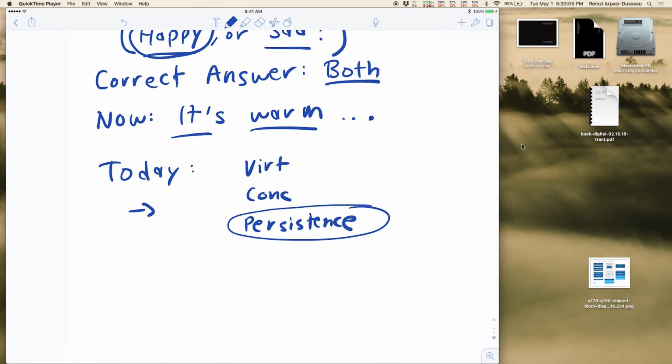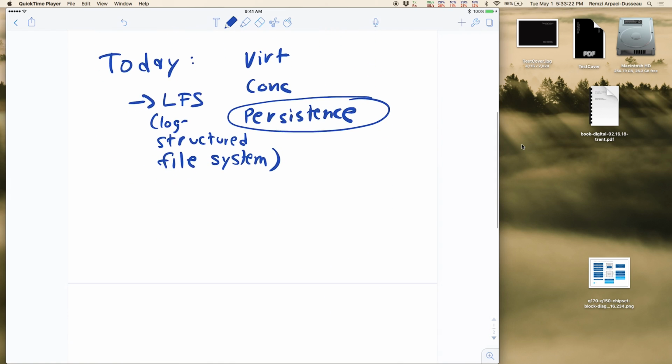And we're going to talk first about a particular file system called LFS, which stands for the Log Structured File System. This is a different way to build a file system that has been quite influential. So we'll learn about that and what problems it's solving and some of the neat things they do in there.